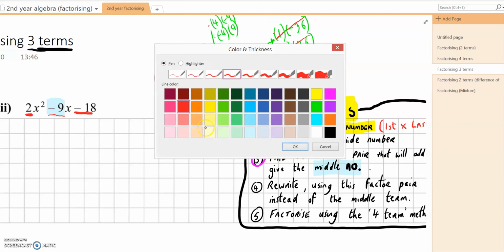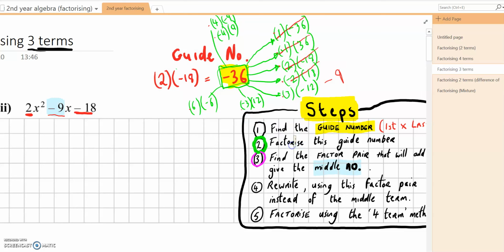So I have found my factor pair. Here it is right here. That's the factor pair. Okay? I've found my factor pair. Now what do I need to do?